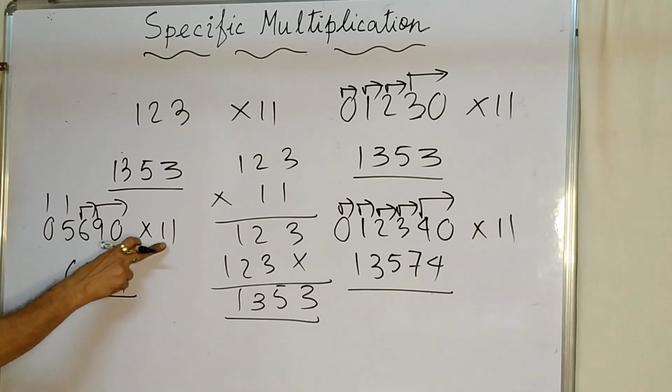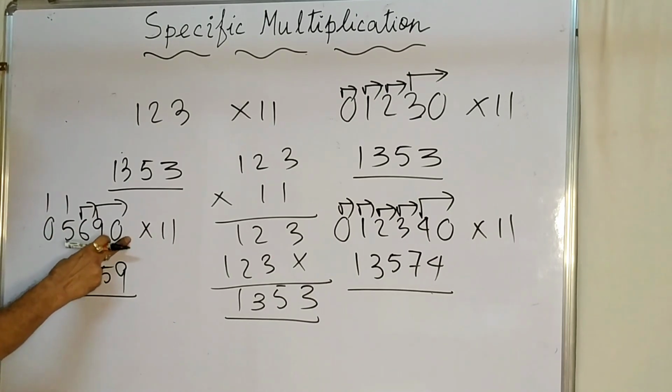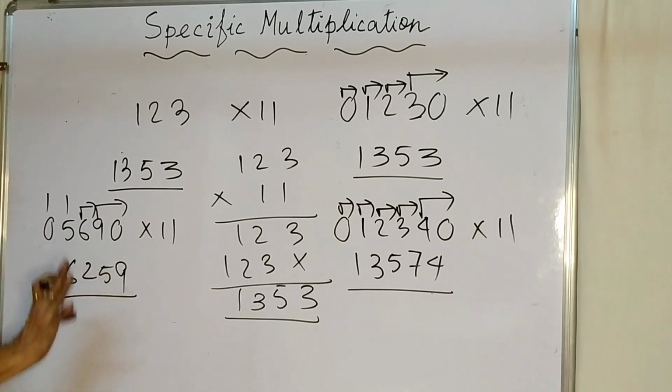Again, multiply by 11. Put 1 zero here, put 1 zero here. 9 plus 0 is a 9. No carry. 6 plus 9, 15, 5, carry 1. So 5 plus 1 is 6. 6 plus 6 is 12, 2, carry 1. 1 plus 5 is a 6. Your answer 6, 2, 5, 9.